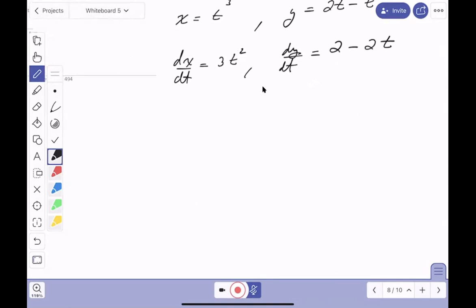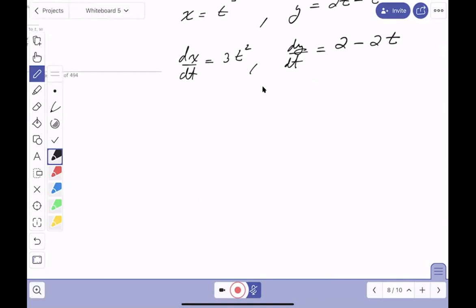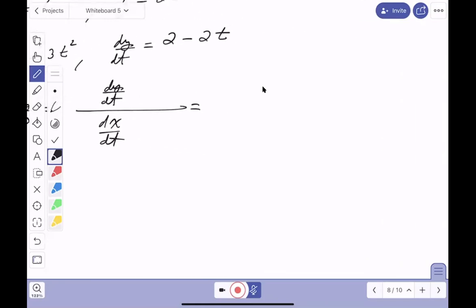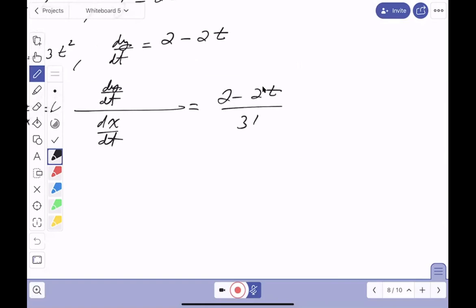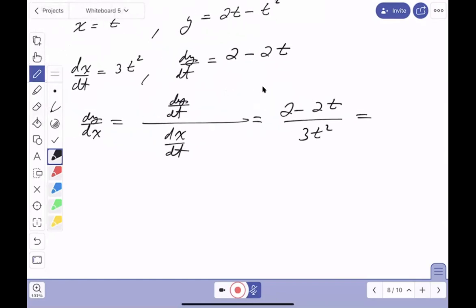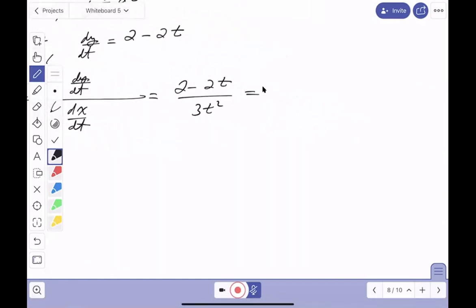Yeah. Then I'm going to write down, I don't want those. What I want is dy/dx. The way I'm going to do that is write down dy/dt over dx/dt. And what does that give me? Well, let me write that down for you. 2 minus 2t over 3t squared. Did I do that right? Yeah. So what does this give you? I'm not sure I could do it. Maybe I could factor 2 out. 1 minus t and 3t squared. So I got the derivative.